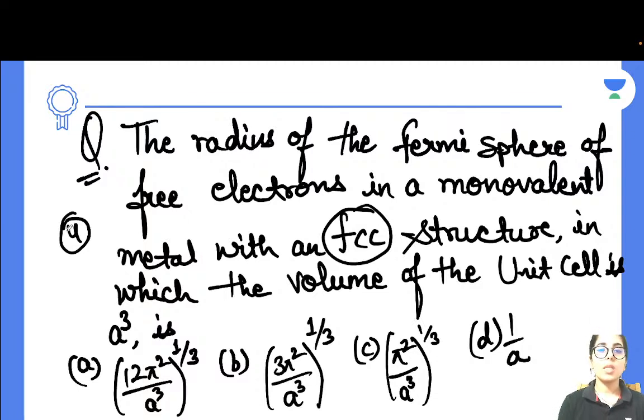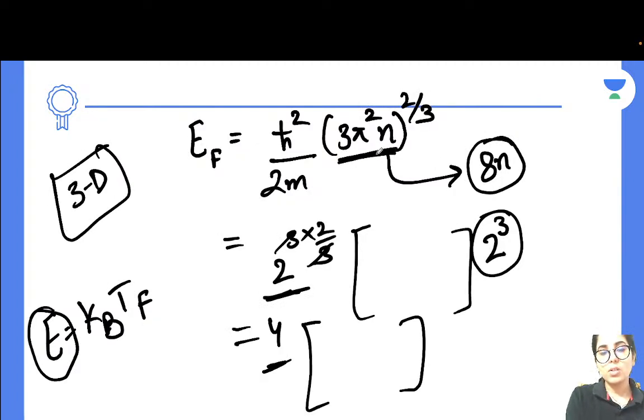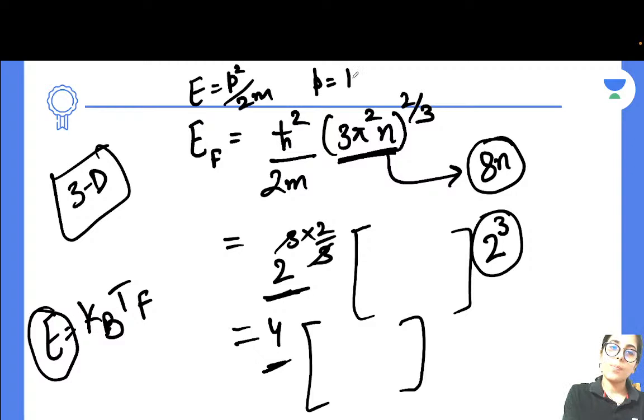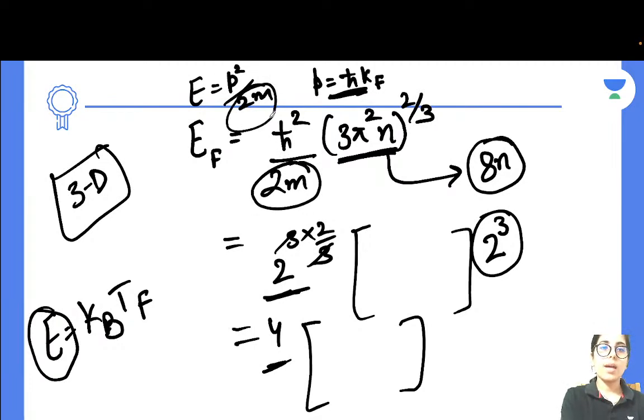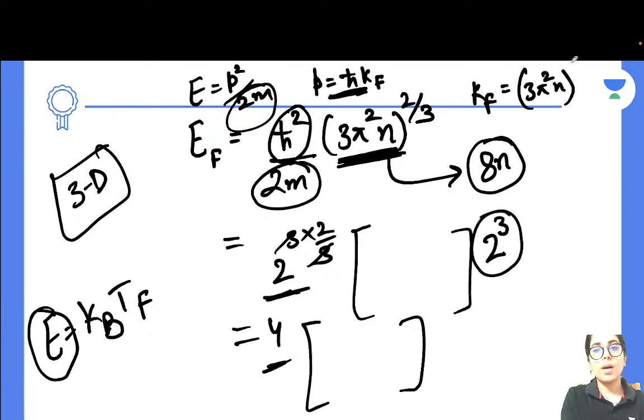Now the radius of the Fermi sphere in the 3D case. Why 3D? Because FCC is a 3D structure. So from here you can get it: it's 3 pi square n to the power 2 by 3. Reason? Because you know E is equal to P square over 2m. P is what? h cut k, so k or kF. If you compare, the 2m is there, P square is h cut kF, so h cut square is there. Now the remaining is kF squared, right? So kF for the 3D case is what? That's going to be 3 pi square n to the power 1 by 3.